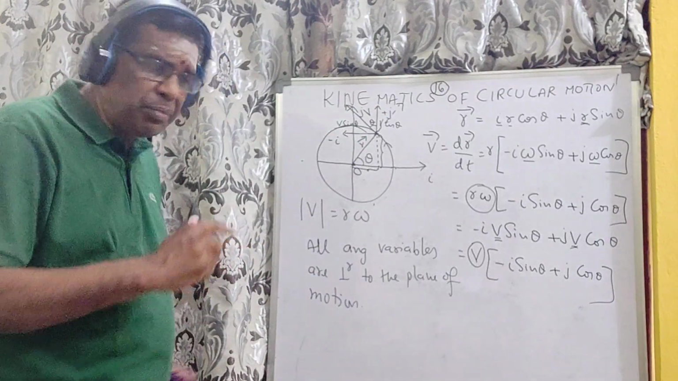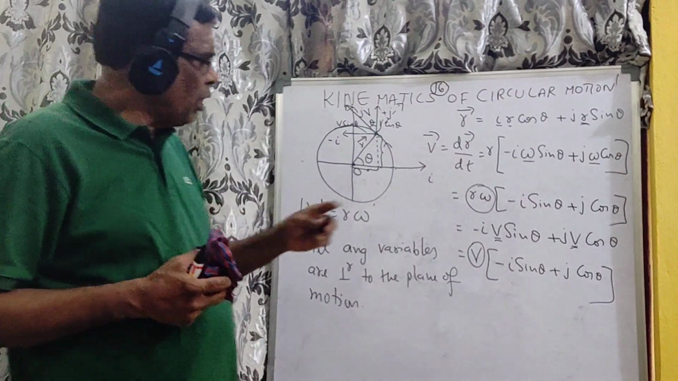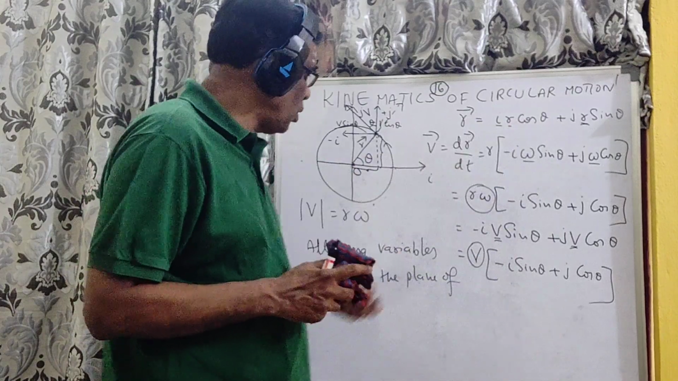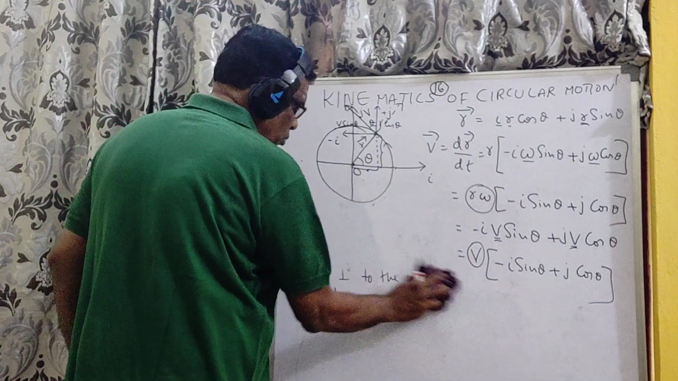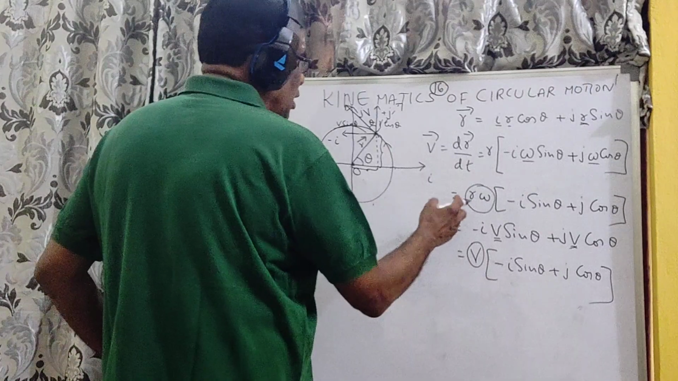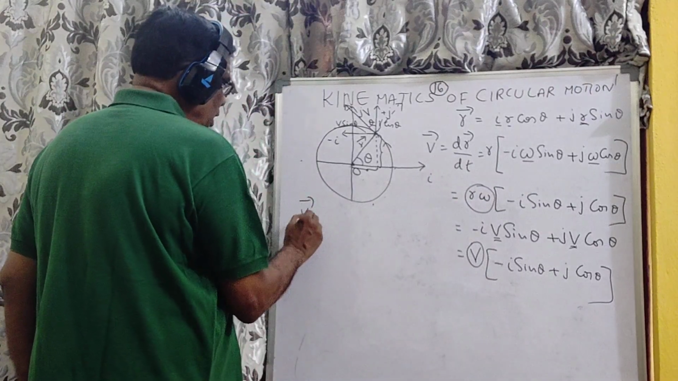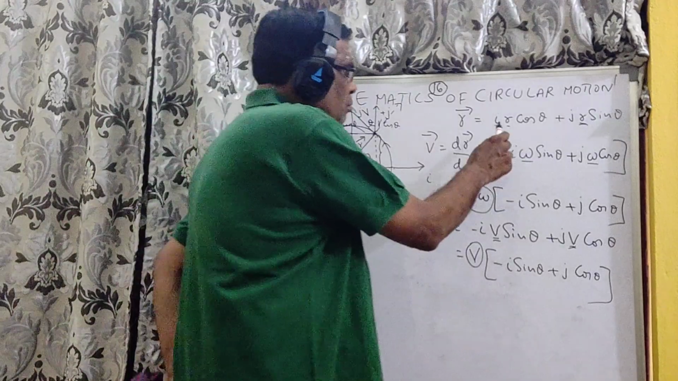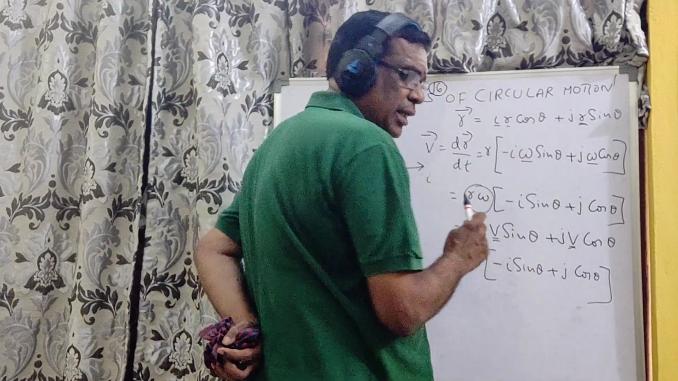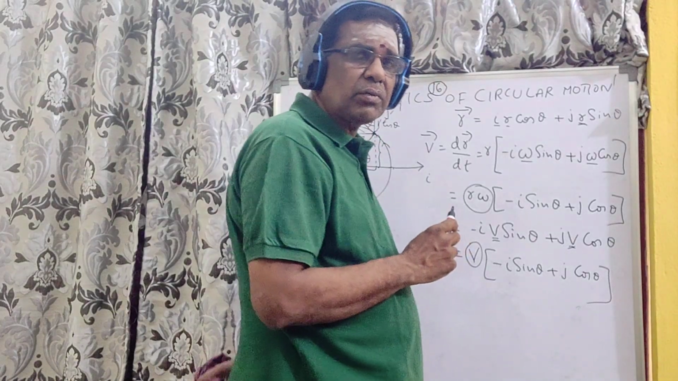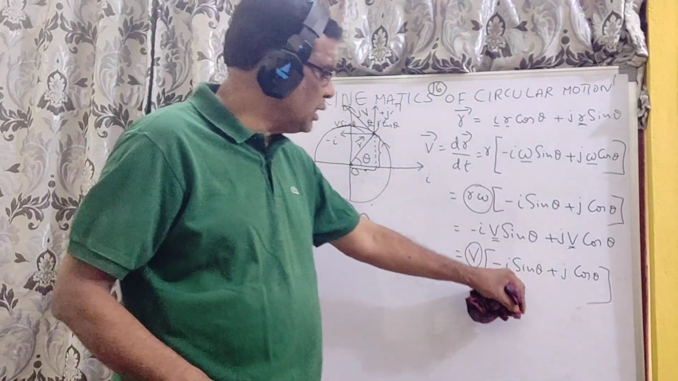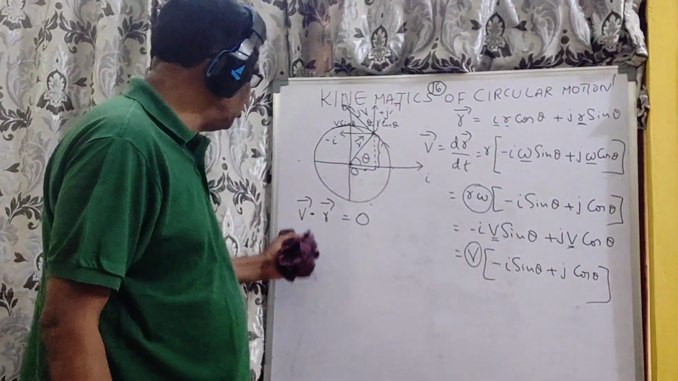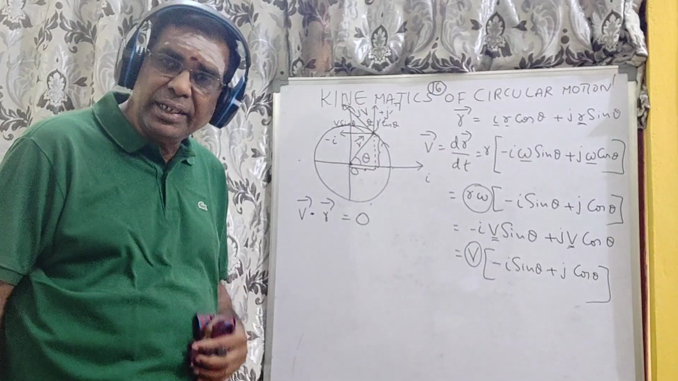How do you know that they are perpendicular? From the diagram you can say R and V, if you take the dot product of this, it should be equal to 0. What dot product? V bar dot R bar is 0. How? I cos theta, I sin theta minus. So, minus cos theta sin theta plus cos theta sin theta, it is 0. Remember. So, V dot R is 0.